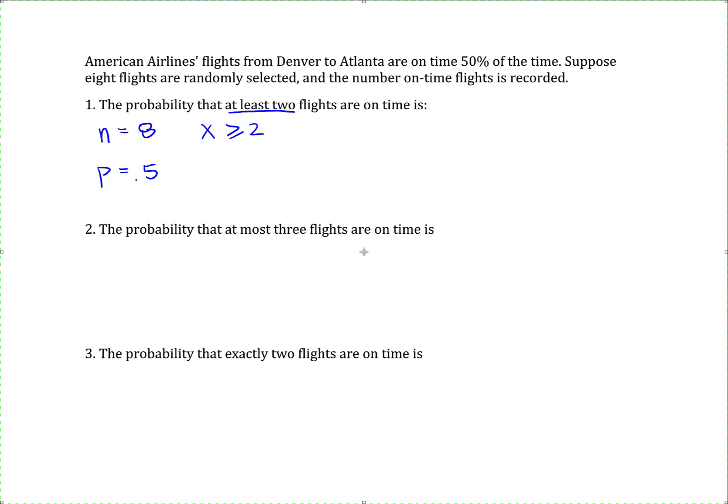So for at least 2, what we're going to have to do here is use Binomcdf. But we use Binomcdf in a rather tricky way in this case. So let me show you the full binomial distribution to help you understand exactly what we need to do.